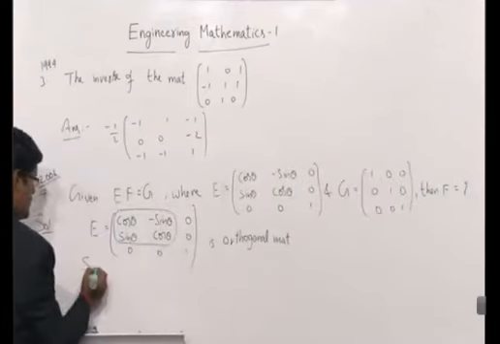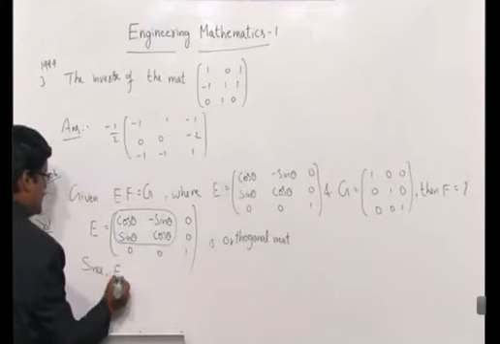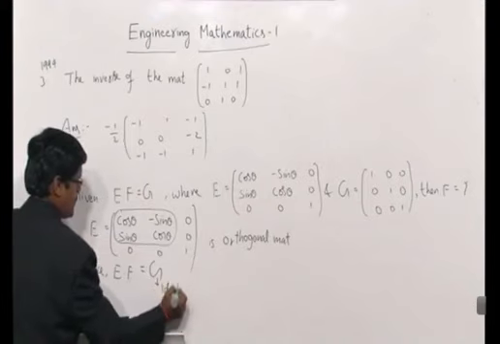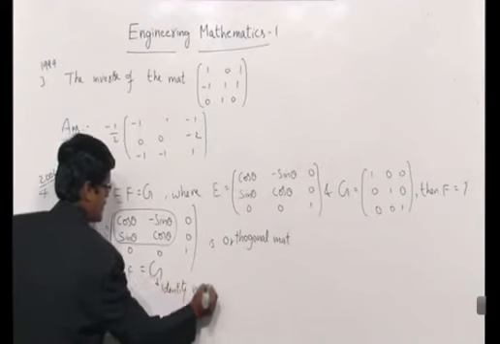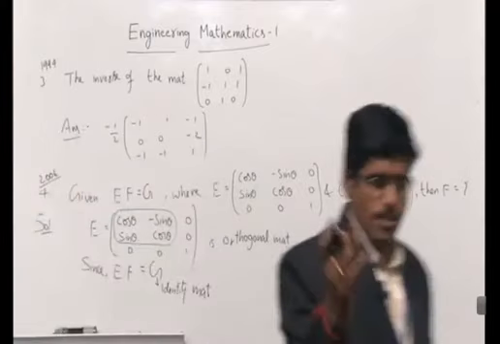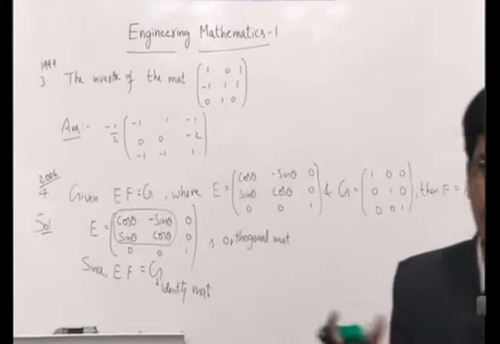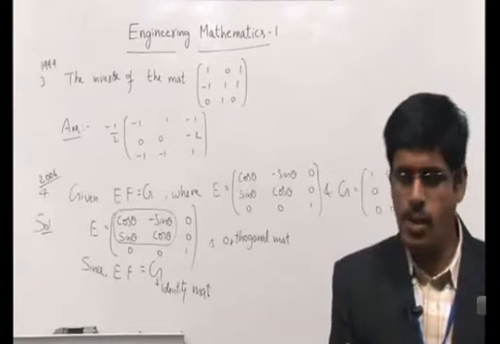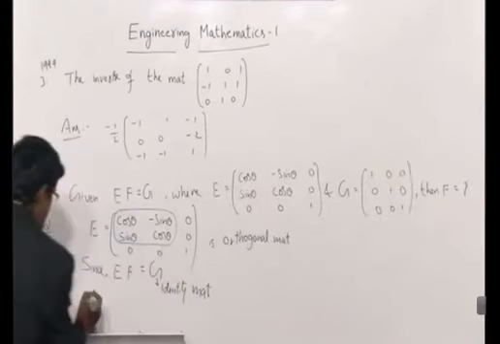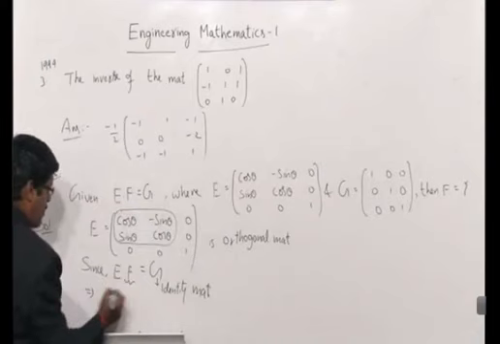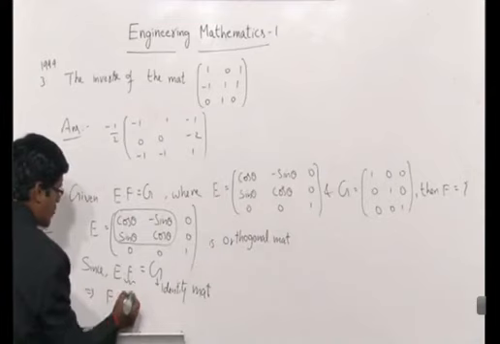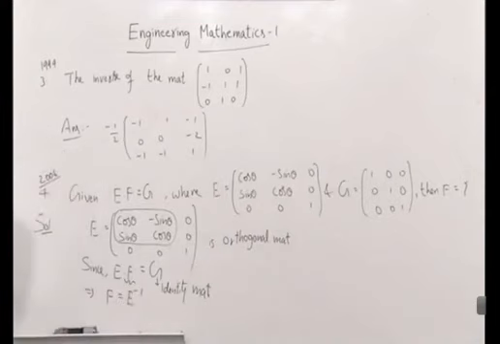Since E into F is equal to G, what is this G? Identity matrix. I have given in the properties, in the definition, the determinant and inverse. After that, A into B is equal to I, B into A, then B is equal to A inverse and A is equal to B inverse. So from this, because we require F only, I can send that E to the other side. Because the other side is identity matrix, this E becomes a reciprocal of E, that is E inverse.